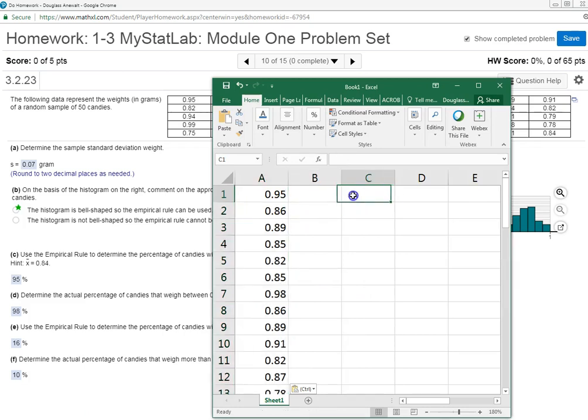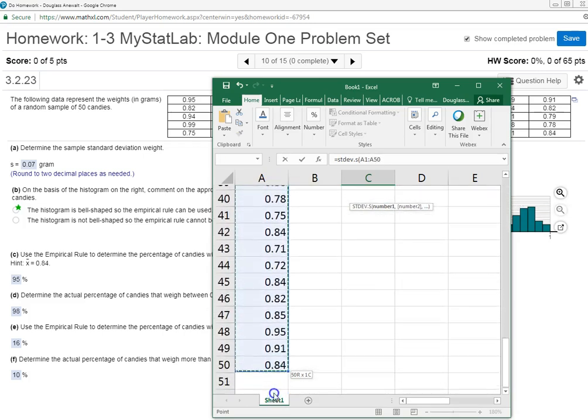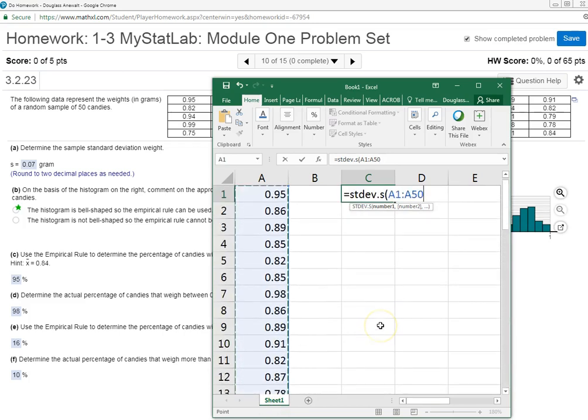I'm putting them in Excel here, then equals STDEV.S, for standard deviation, because we have a sample. And I'm selecting the data, and I'm going to close my parentheses. And here's my sample standard deviation. Always make sure how many spots you should round to. At 2 decimal spots, that's 0.067.